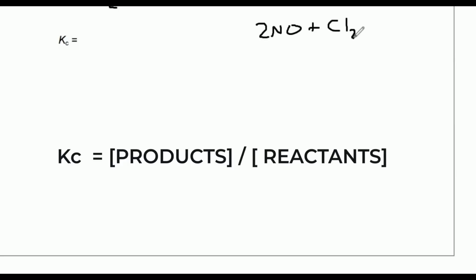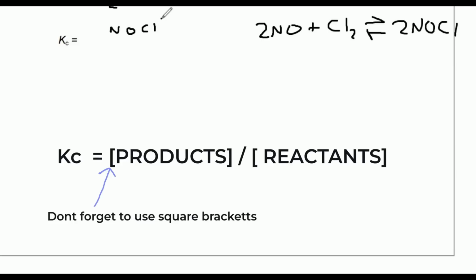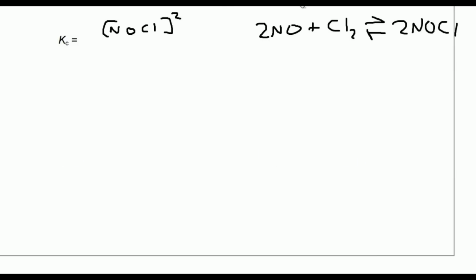Now, when you're doing Kc, it's always going to be your products over the top of the reactants. So we're going 2NO plus Cl2 goes to 2NOCl. So I want NOCl at the top and going to use square brackets. Remember, square brackets are for concentration. If you use rounded brackets, they won't give you the mark because rounded brackets are for pressure when you're doing Kp. So we're going to have NOCl, and that is going to be squared, to the power of 2, because it has 2 as a coefficient in the equation.